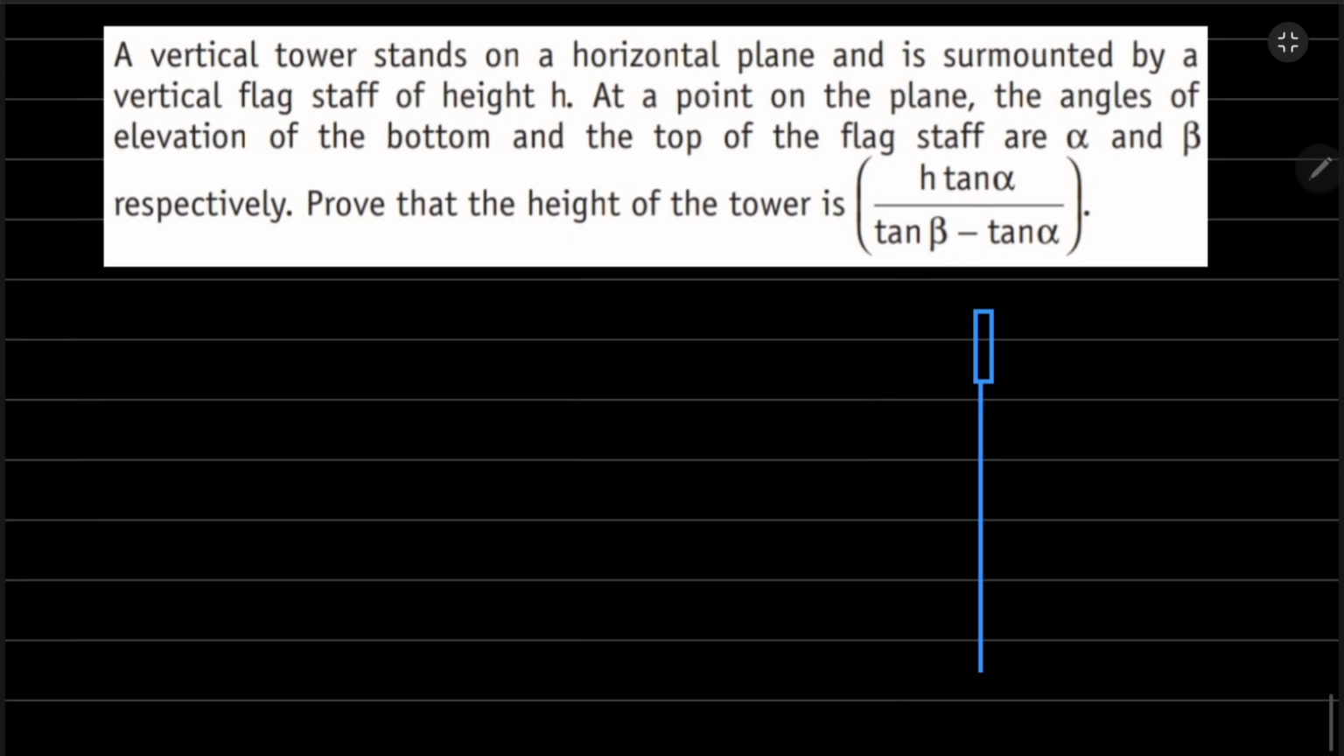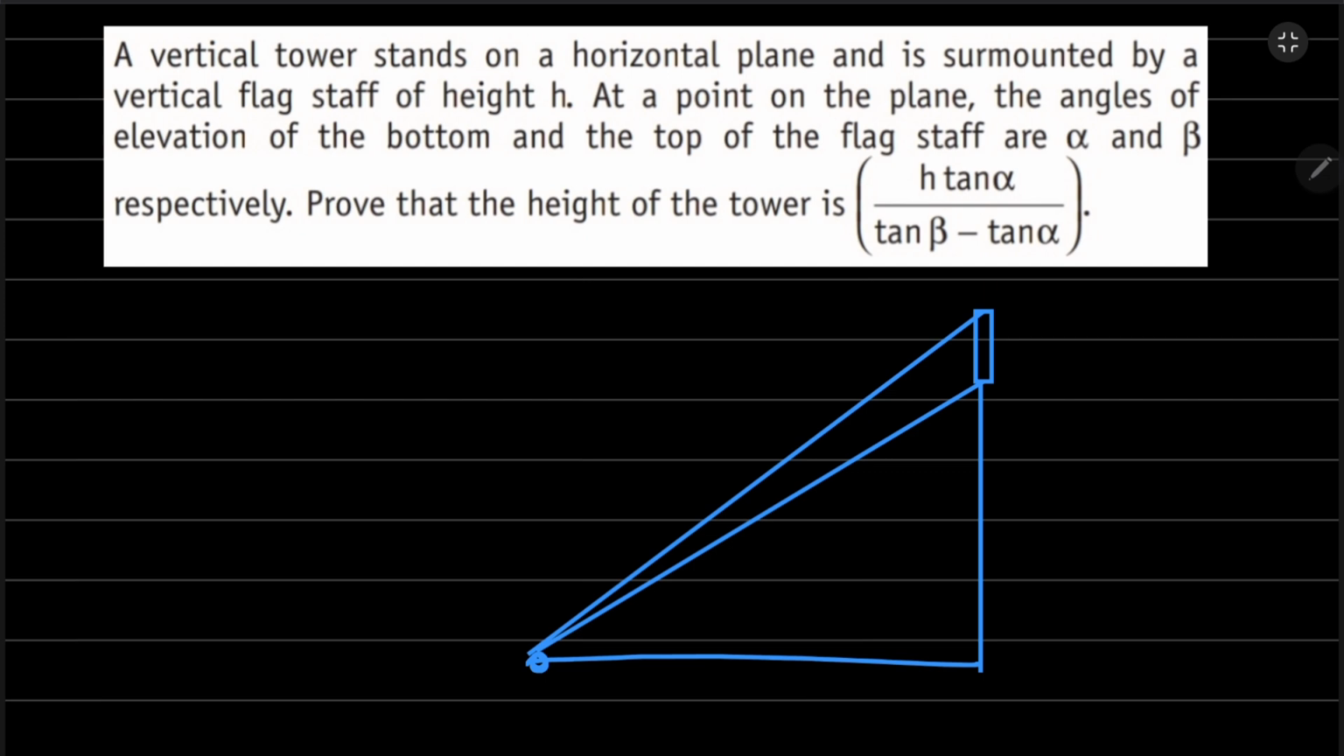At a point on the plane, the angle of elevation of the bottom and top of the flagstaff. So let this be the point on the ground. The angles of elevation of the bottom and top of the flagstaff are alpha and beta respectively. So alpha is for the bottom one, and for the top it is beta. Prove that the height of the tower is that expression. Let capital H be the height of the tower.